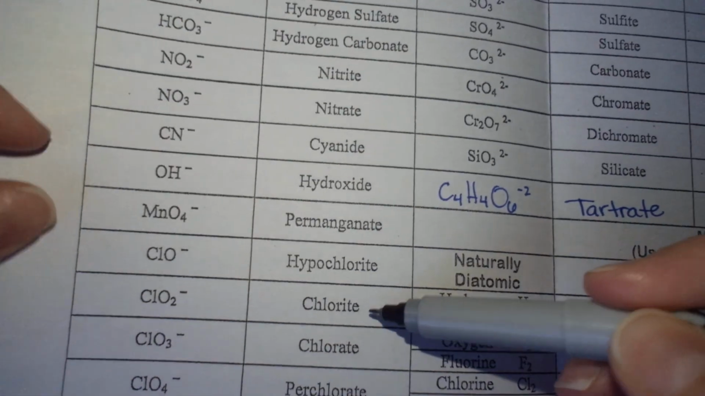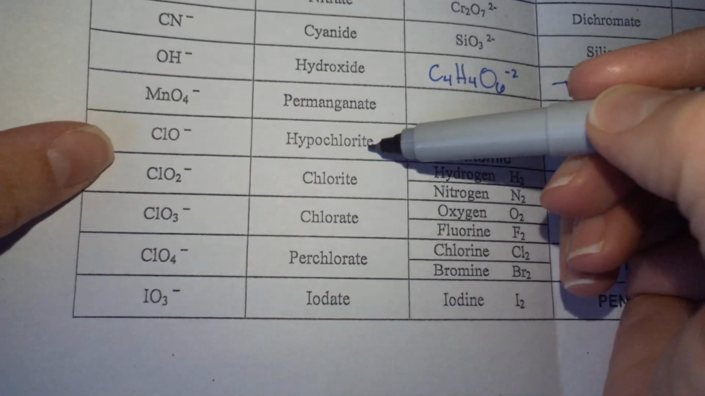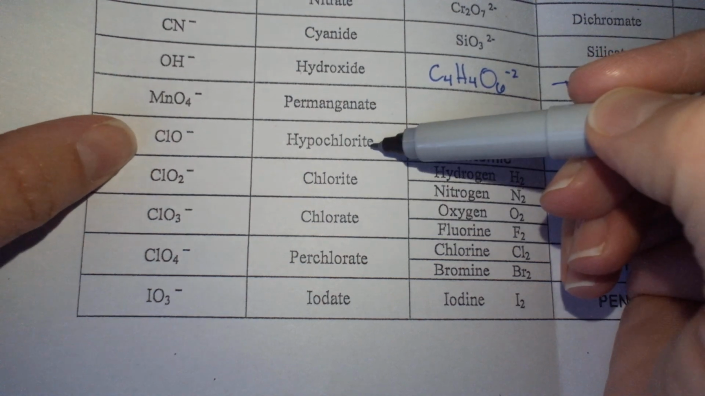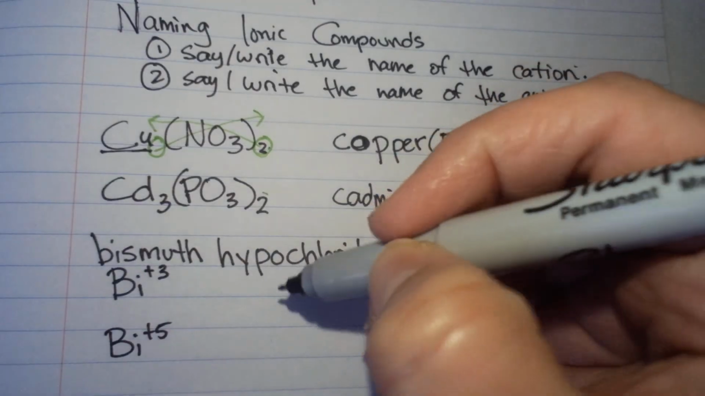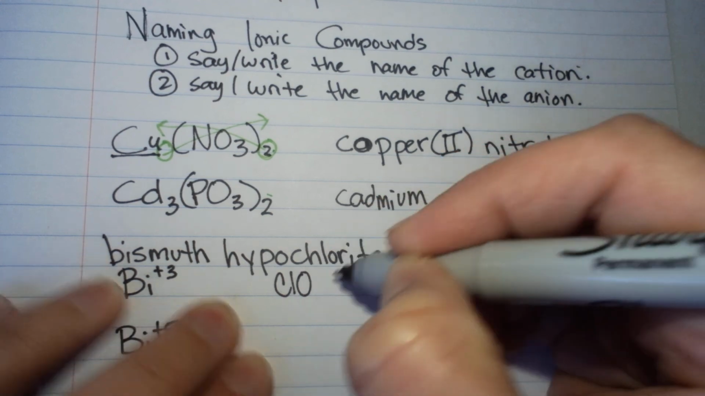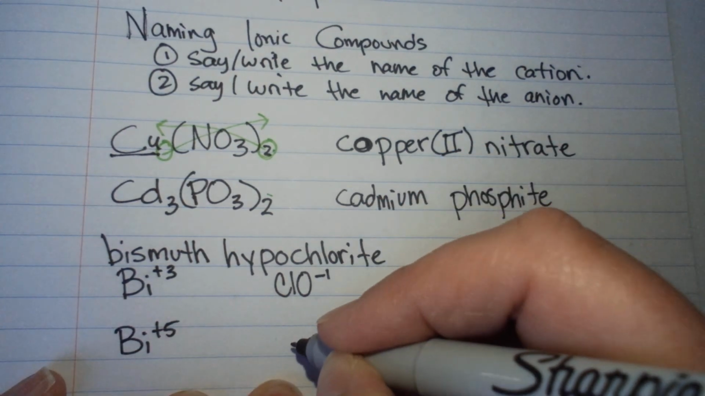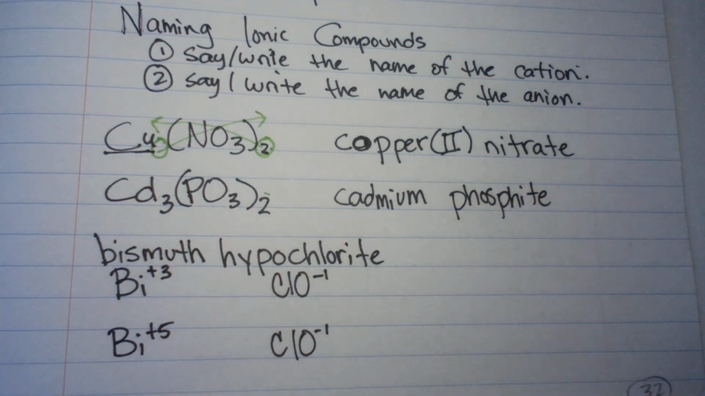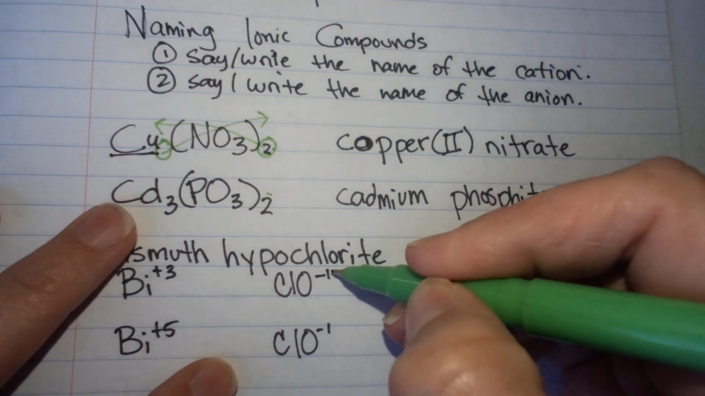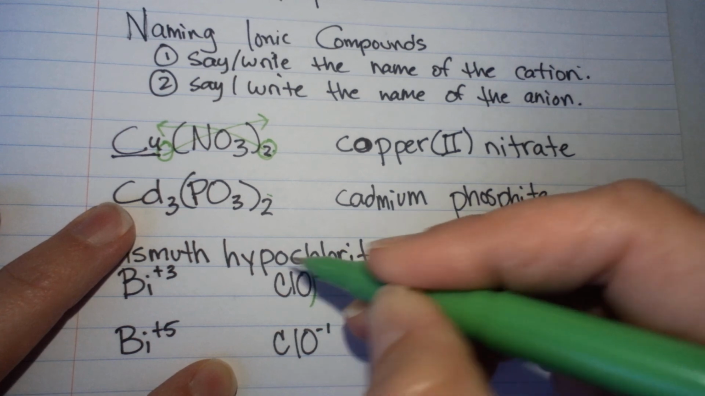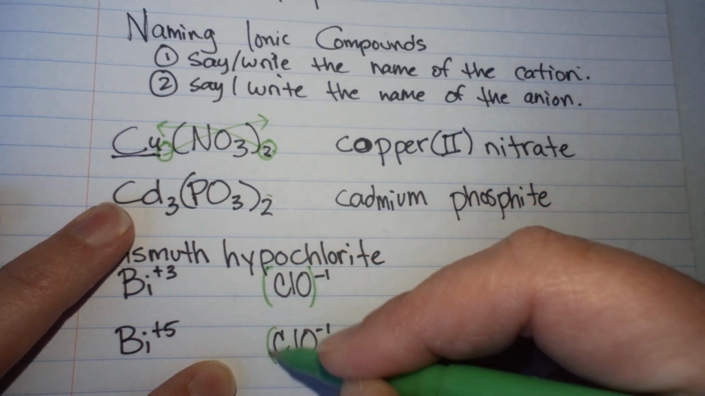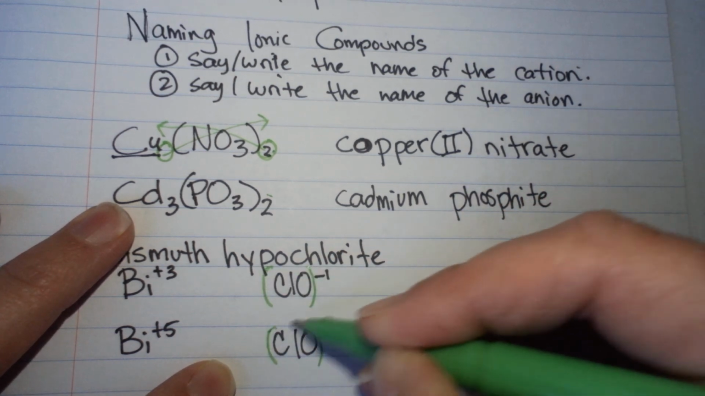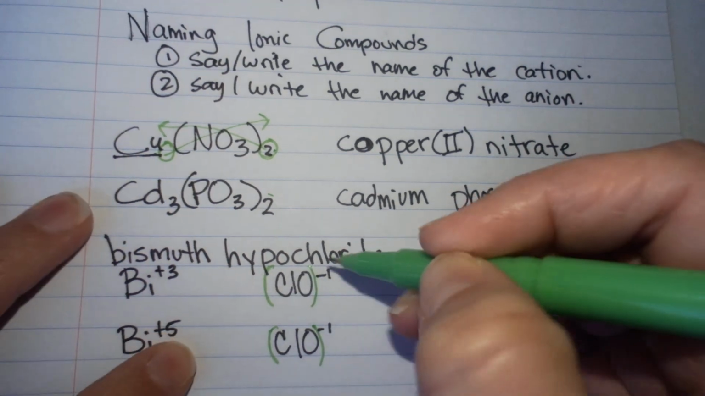Here is our chloride, or hypochlorite, which is ClO with a -1 charge. So that is a polyatomic anion. When we're trying to find a formula, we use these polyatomics. We could probably go ahead and put the parentheses around them, because that charge goes for the whole polyatomic ion.